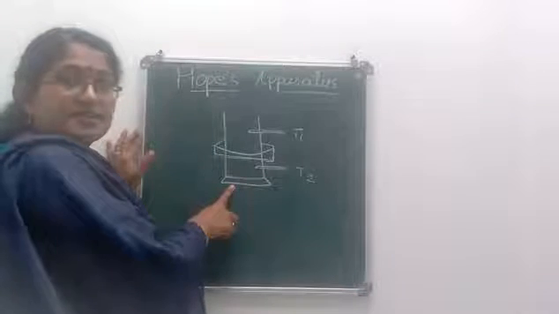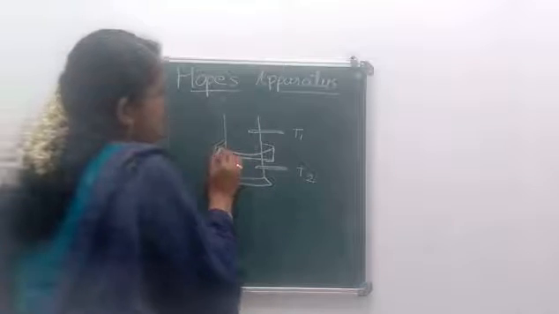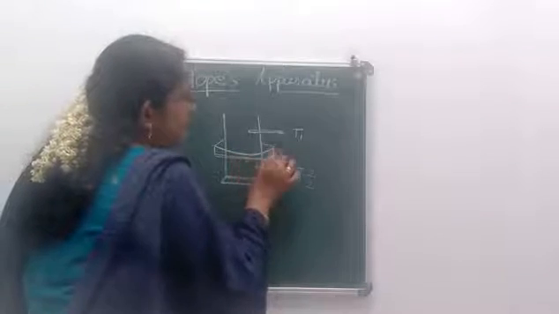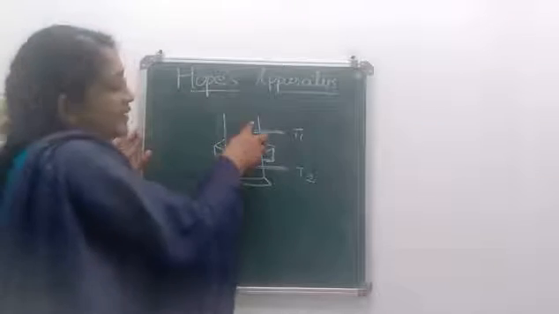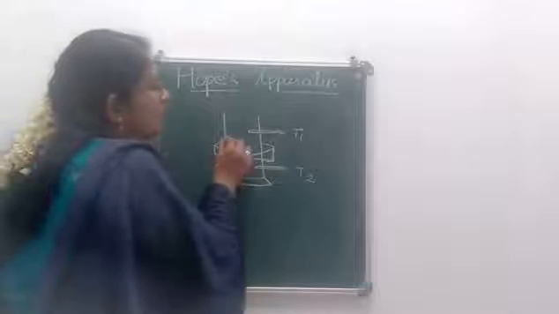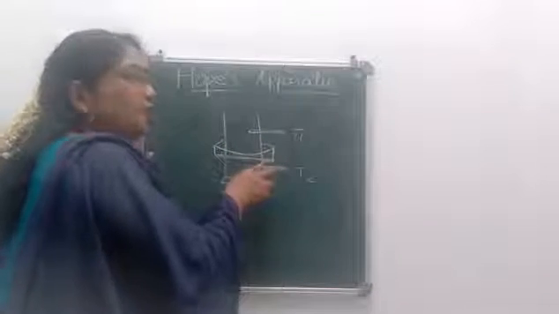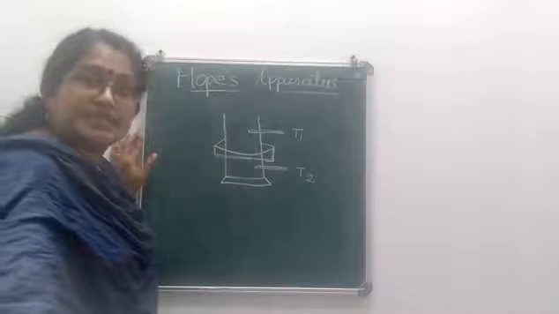You can consider it as a cylinder with its tank. Then we have a trough. Trough means an open vessel. It is fixed in the center. Then above and below the trough, we will be having two holes to insert two thermometers, T1 and T2.